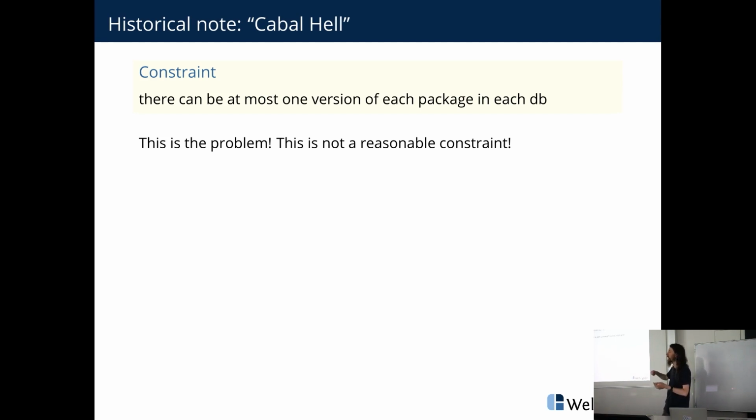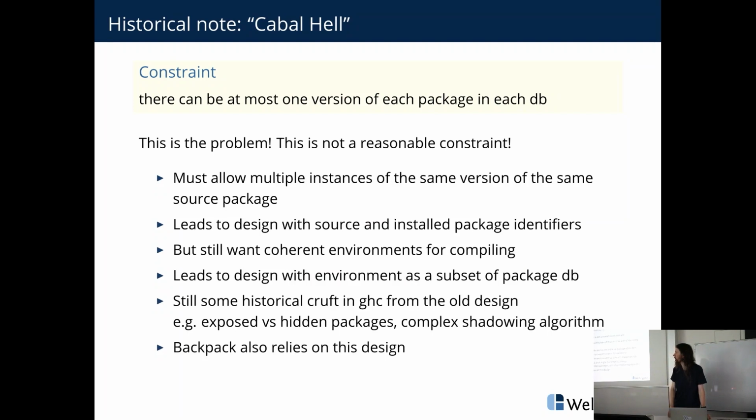Our approach was to say, no, that's wrong. That's not reasonable. You can't force us to just have one version of everything. You must allow multiple instances of the same version of the same source package, which is, of course, what Nix does, right? So we tried to steal some of the good ideas from Nix. And so this leads to a design where you have source and installed package identifiers, which are different.